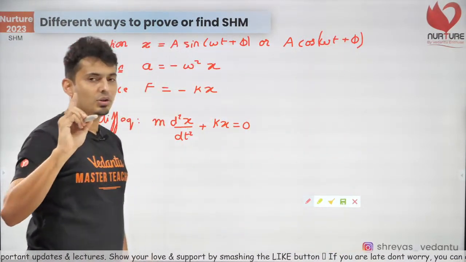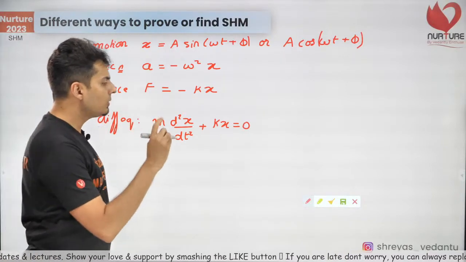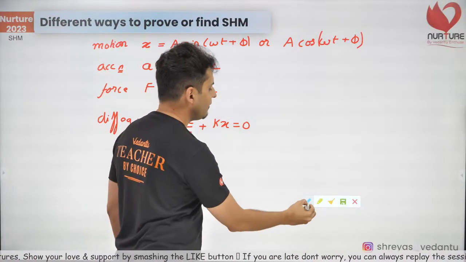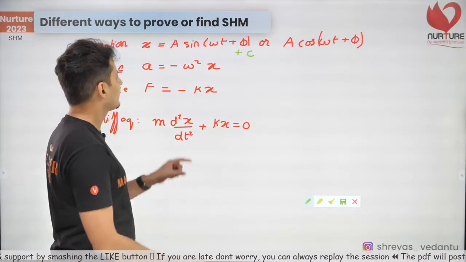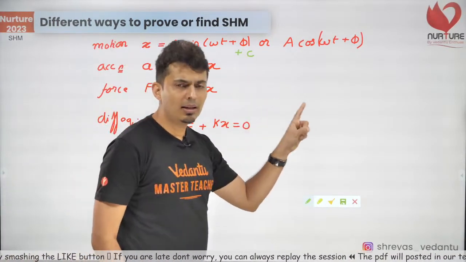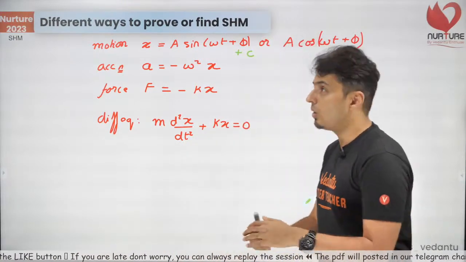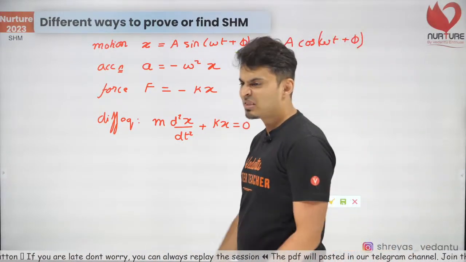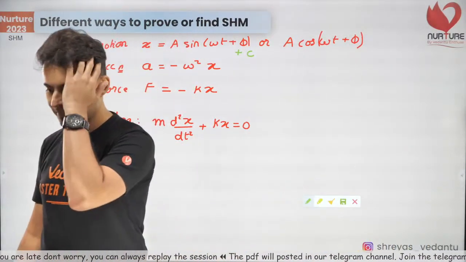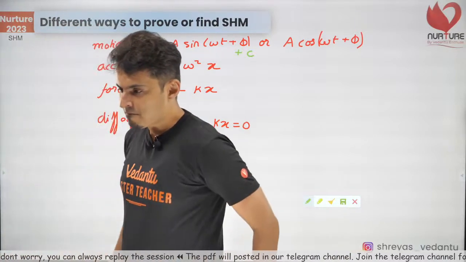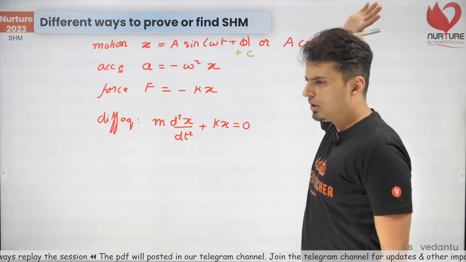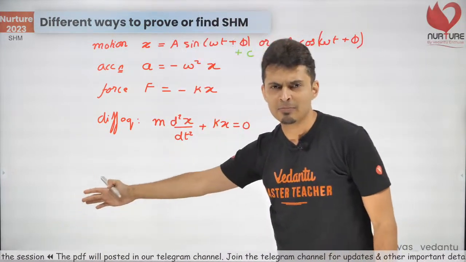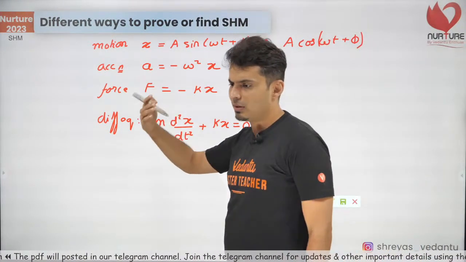Now I have one question for you. Do you think if I add one term over here, let's say plus some constant, it will still remain SHM or now it will not remain SHM? There is some constant over here. Think. If there is some constant, a sine omega t plus phi plus some constant, what do you think? Will it still remain a SHM? Or do you think it will not remain a SHM?